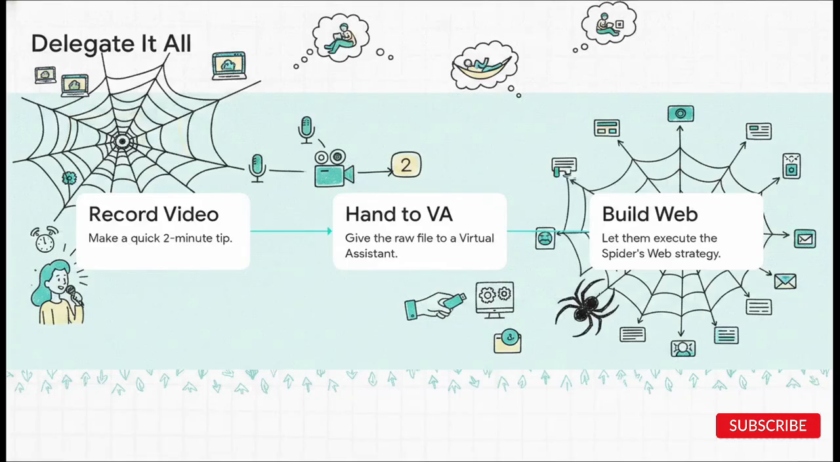Now, if you're listening to this and feeling completely overwhelmed by all that tedious repurposing, take a deep breath. You do not have to do the busy work. Your only job is step 1, record the 2-minute video tip. Step 2 is handing that raw file to a virtual assistant. And step 3 is just letting them build your entire marketing web. You stay in your zone of genius and let the systems work for you.